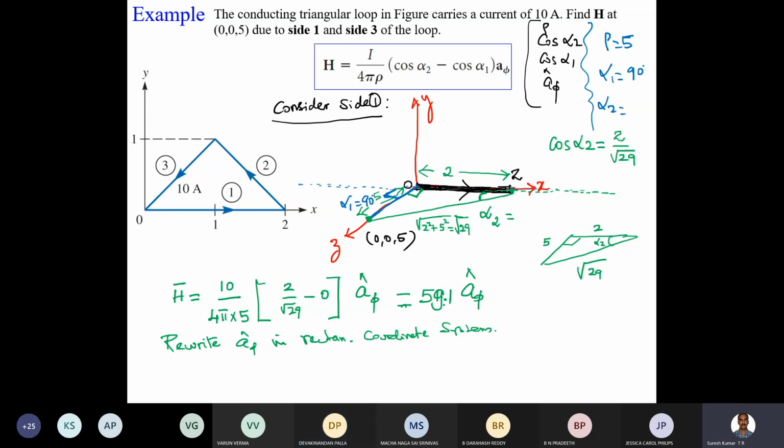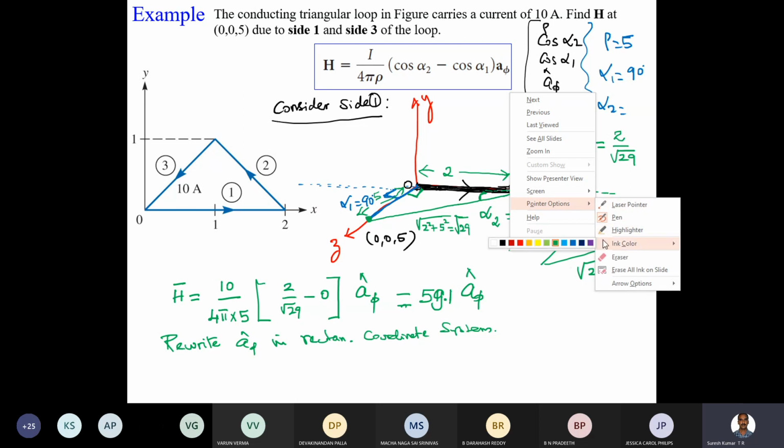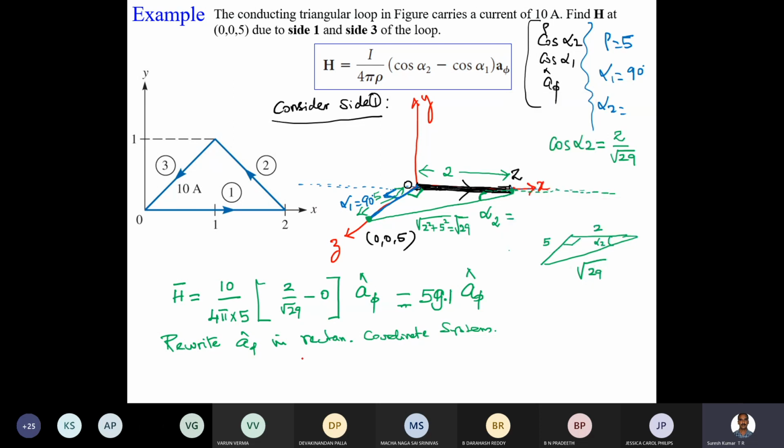Now we need to express this a phi in terms of, or we can say you need to express the magnetic field direction in Cartesian coordinate system. Please listen to this carefully, the procedure. So already I gave one shortcut. Now let us apply the shortcut. Direction of magnetic field, that is a phi in terms of the cylindrical coordinate system. Now we want to write it in the Cartesian coordinate system.